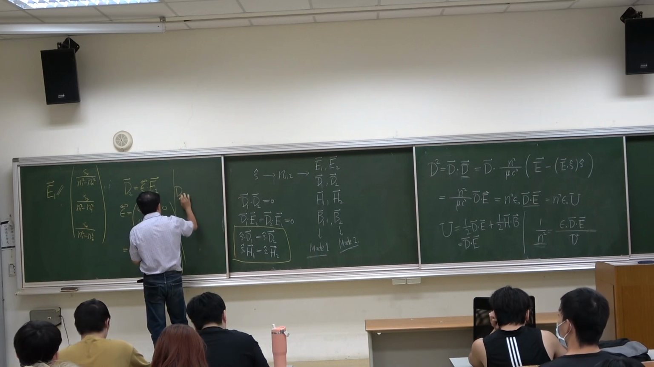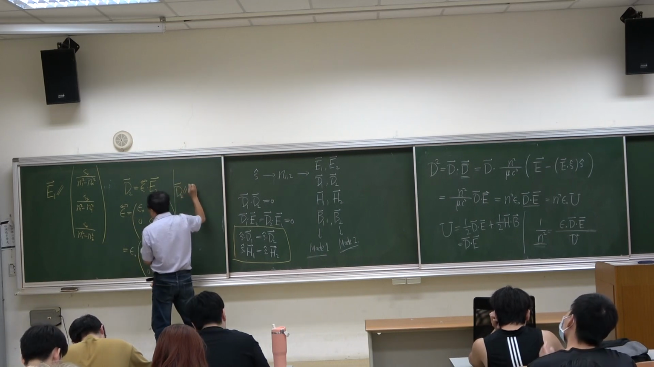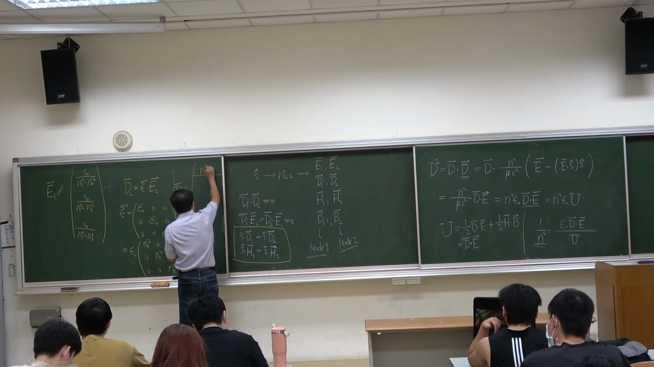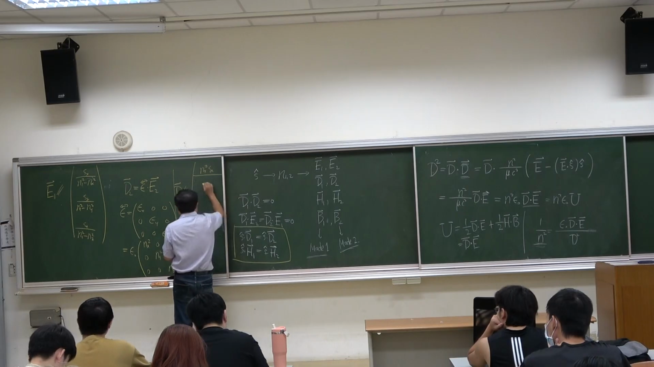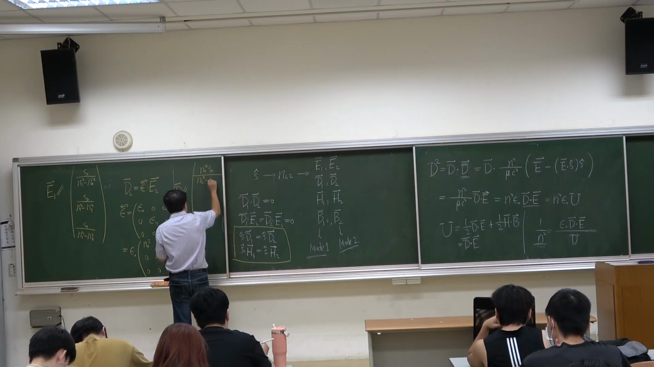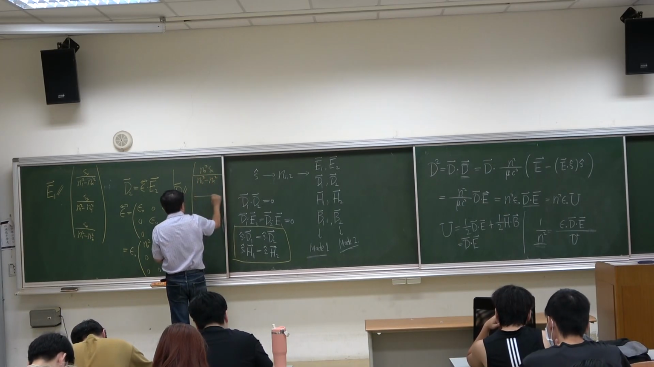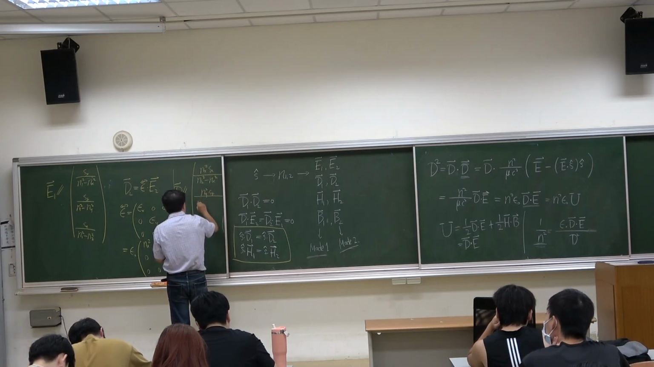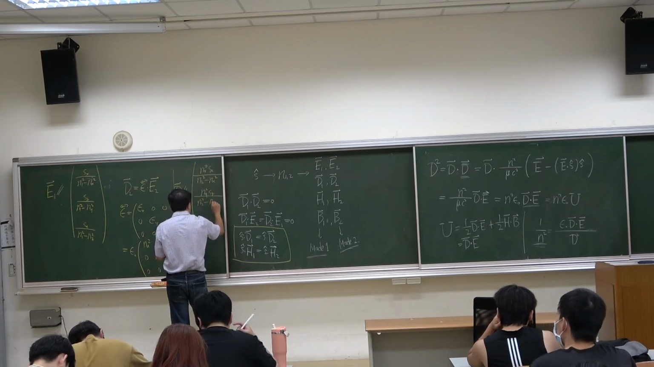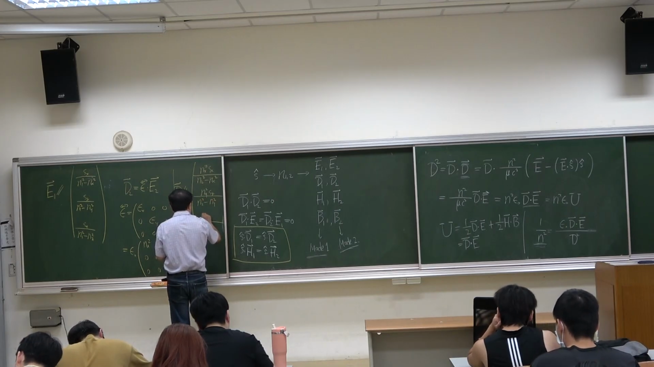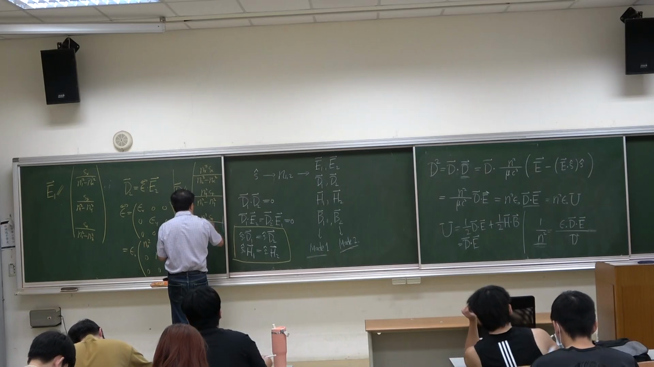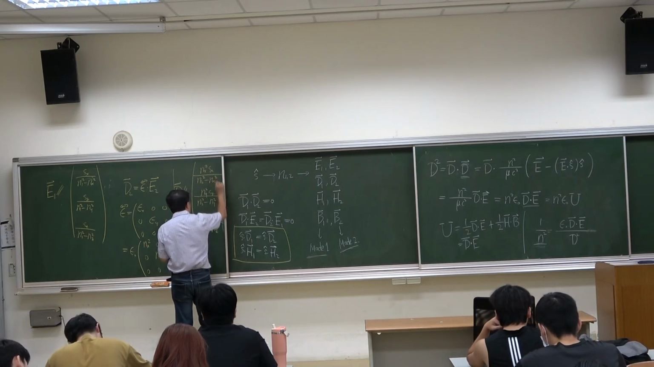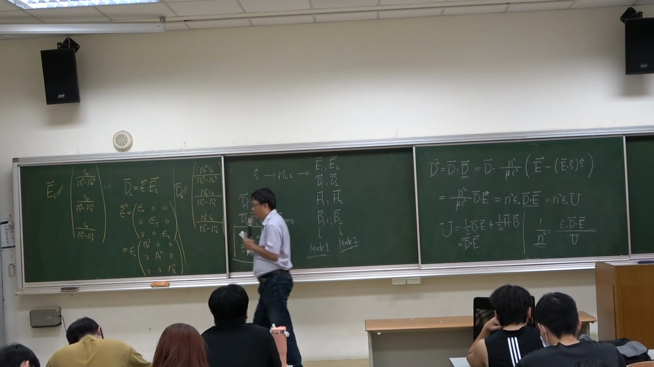D2 vector is parallel to nx squared Sx over n2 squared minus nx squared, ny squared Sy over n2 squared minus ny squared, nz squared Sz over n2 squared minus nz squared. Okay?